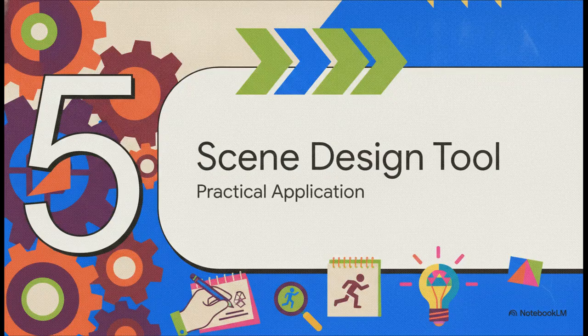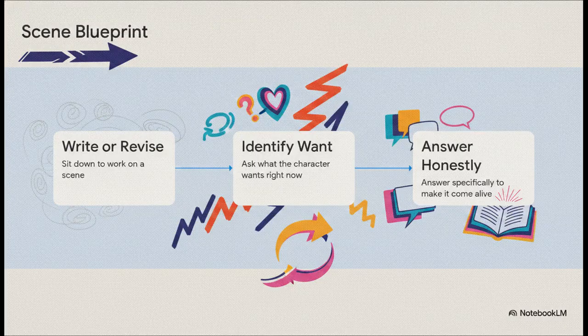Finally, Section 5, the ultimate scene design tool, practical application. So, how do we apply all this? If you want to use this framework to instantly elevate your own creative work, here is your practical toolkit. Whenever you sit down to write or revise a scene, you have to diagnose it. Identify exactly what the character wants from the situation, and answer specifically and honestly to make the scene come alive. It sounds incredibly simple, I know, but this sharp focus on action is profound. When you pair this action with conflict, which is what stands in their way, and reversal, how the dynamic eventually shifts, you have a master blueprint for scene design.